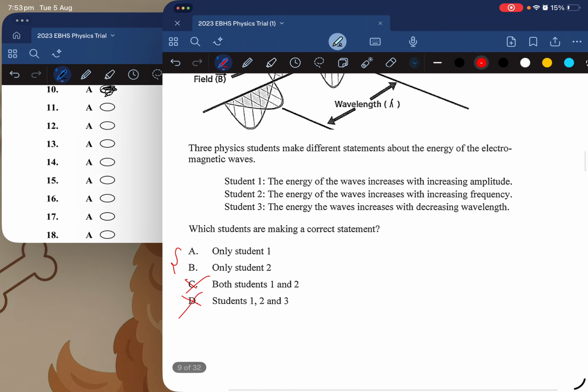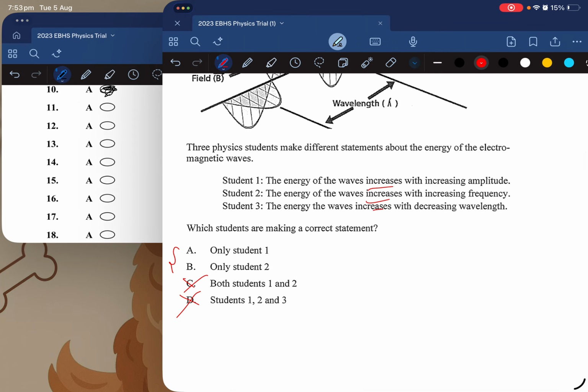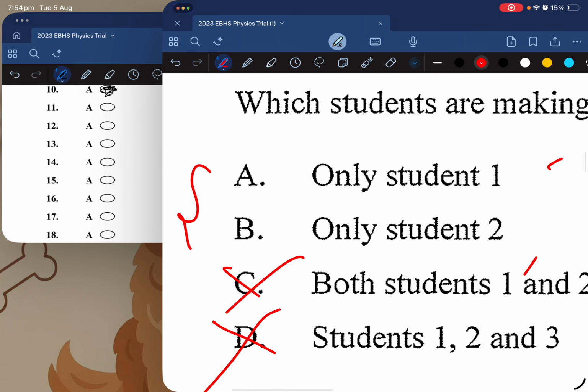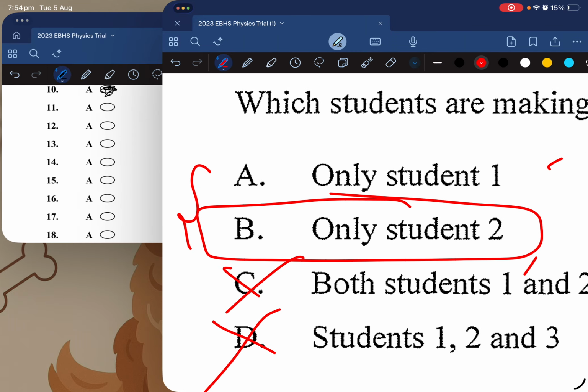Then you look at this. The energy of the waves: increase, increase, increase, increase, increase, decrease. Well, I don't know why we have this odd decrease. So it's either student 1 or 2. Oh, that's what we already kind of eliminated. Okay. Well, I don't know, guys. You're just going to have to randomly guess between that 50% choice. We're going to guess B.